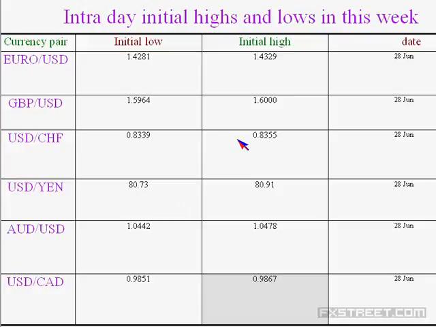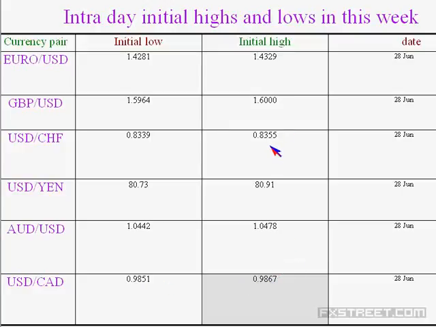If it sustains there, then there is a potential to go up. Then USDJPY 80.73 and 80.91 are the current lows and highs, and they are not breached. And Australian dollar 1.0442 is the low, 1.0478 is the high. They are also not breached. And Canadian dollar 98.51 is the low, and 98.67 is the high. They are also not breached.